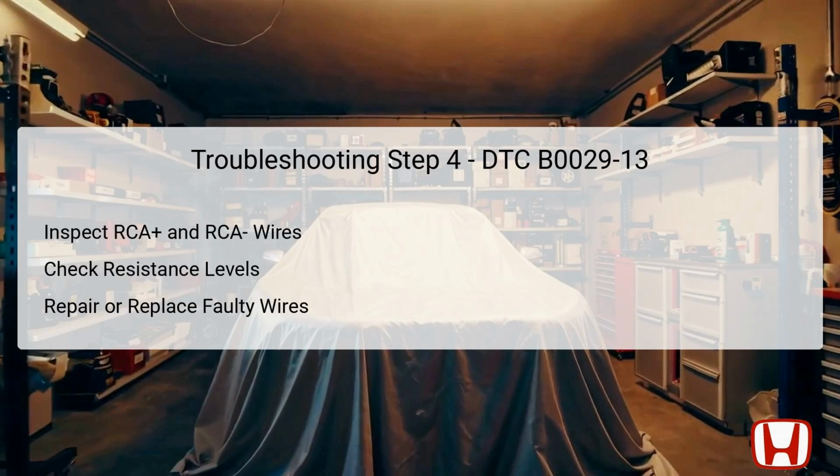This step revolves around inspecting the RCA plus and RCA minus wires for any signs of damage or faults. First, disconnect the SRS unit connector B57P and the right side curtain airbag inflator connector 2P to proceed with the inspection safely. Check for continuity across both the power supply line RCA plus and the ground line RCA minus using a multimeter. Normal conditions require resistance to be less than 1 ohm.